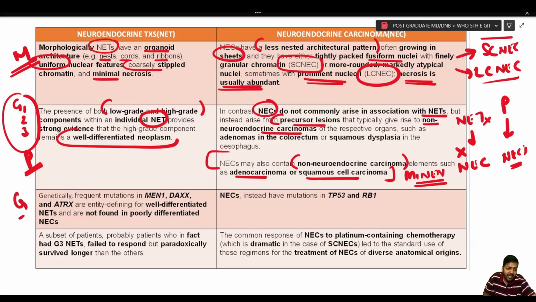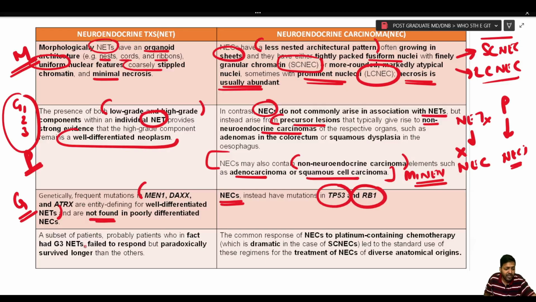Now genetically, frequent mutations in MEN1, DAXX and ATRX are entity defining for well-differentiated neuroendocrine tumors, and such mutations are not found in the poorly differentiated neuroendocrine carcinoma. So that is another point of difference. Neuroendocrine carcinomas instead have mutations in TP53 and RB1.